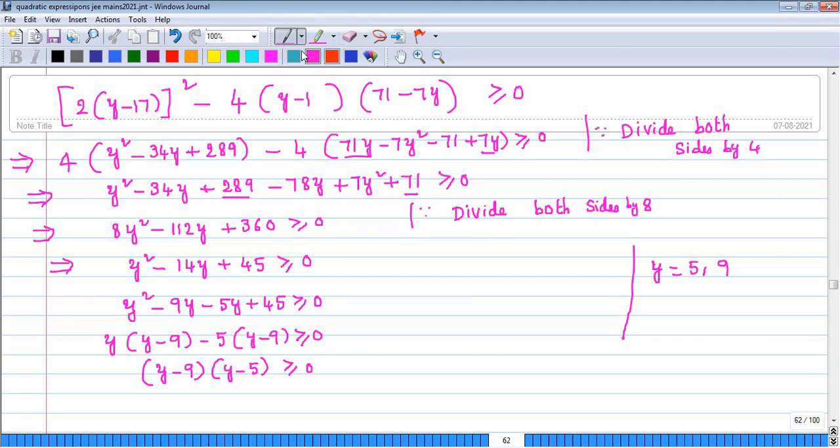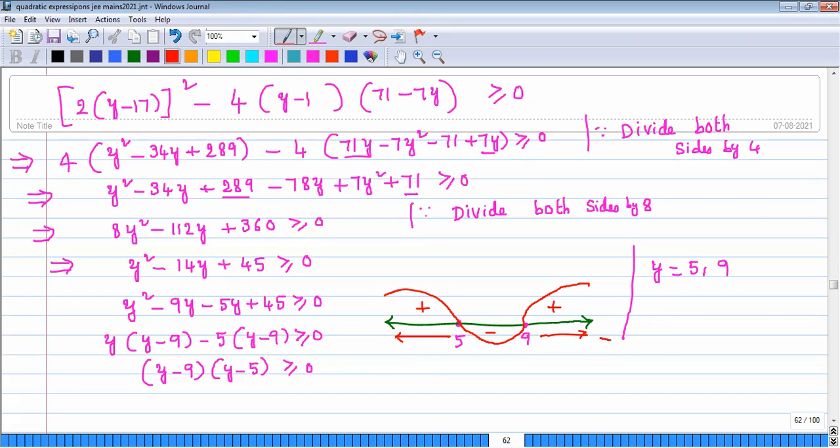If you take the number line, you will get it like this. With the help of the number line, just locate 5 and 9. Check the coefficient of y square. The coefficient of y square is positive, so you will get the wavy curve method. This is plus sign, this is minus sign, this is plus sign. Plus means here to here, and here to here.